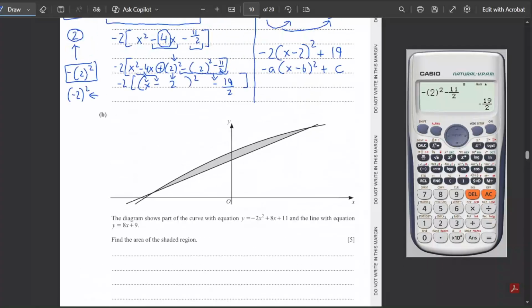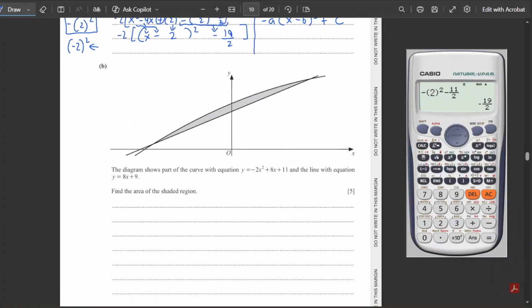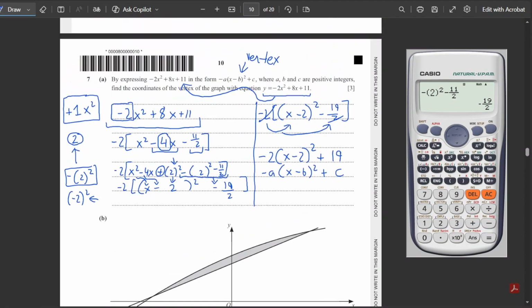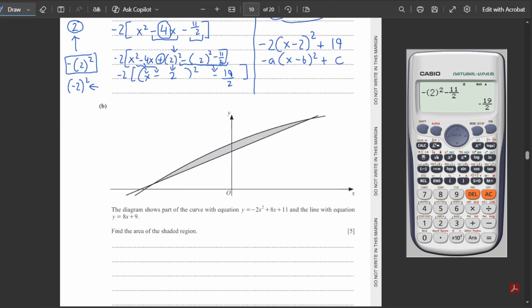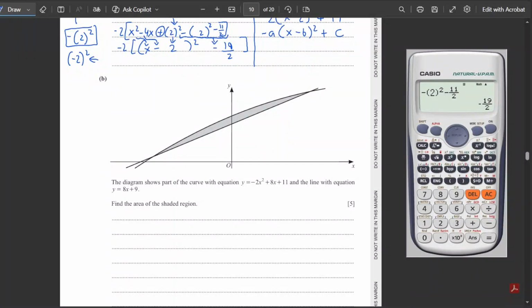Okay, part B gives us a graph. It says the diagram shows part of the curve with equation y equals minus 2x squared plus 8x plus 11, which is basically this equation, this quadratic that we were dealing with. And the line with equation y equals 8x plus 9. So this right here is the line. It's a straight line. And you can see this right here is the curve.